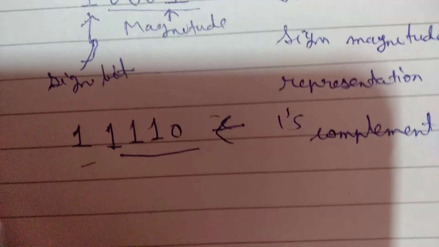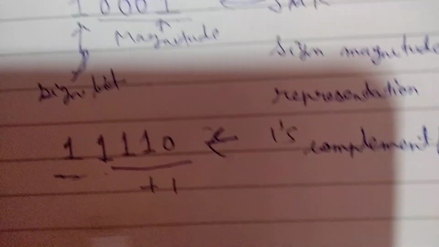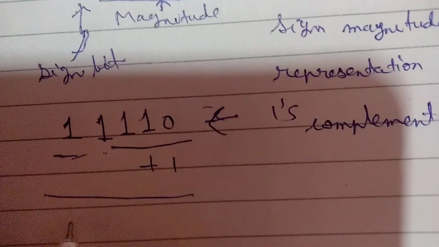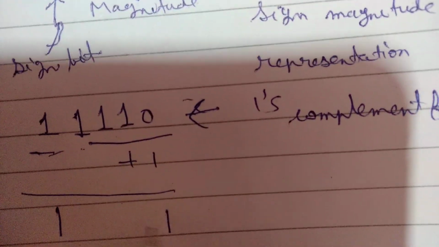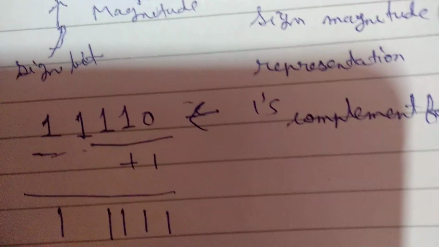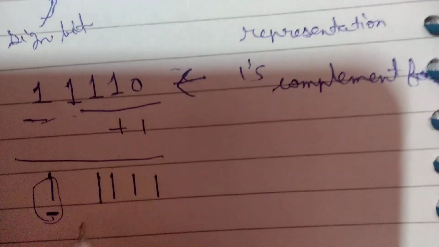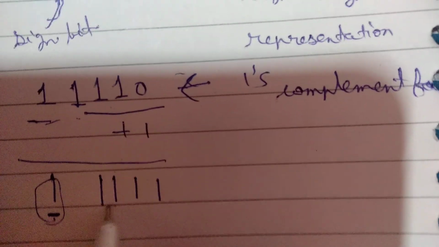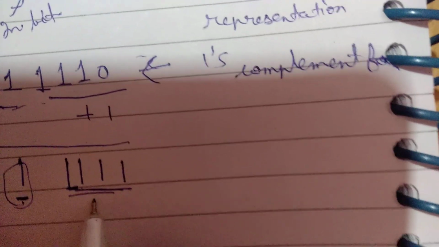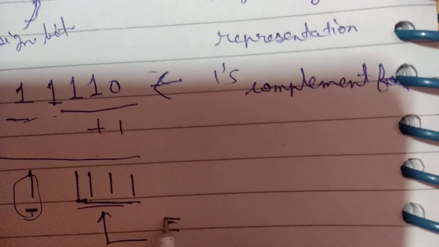Now to convert it into the 2's complement form, we have to add 1. By simply adding 1, we will get the value 1, 1, 1 and 1. This is the sign bit, and this is the magnitude. So this is nothing but F.